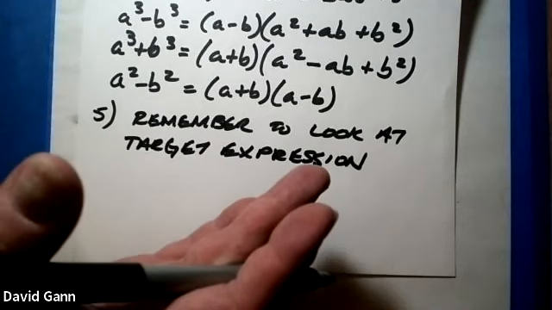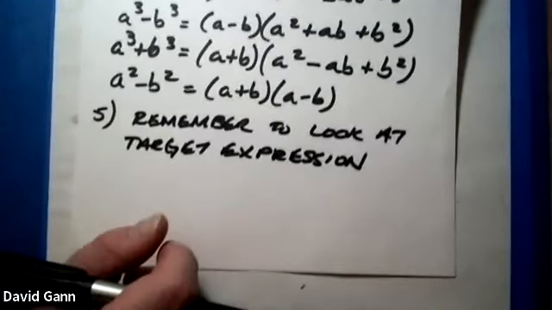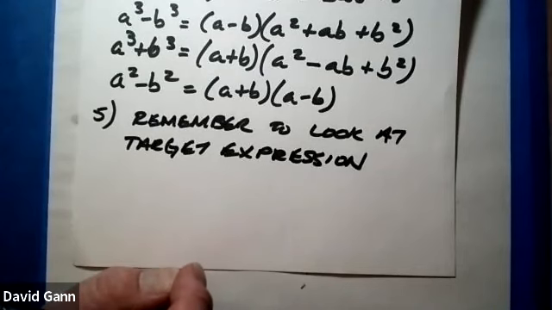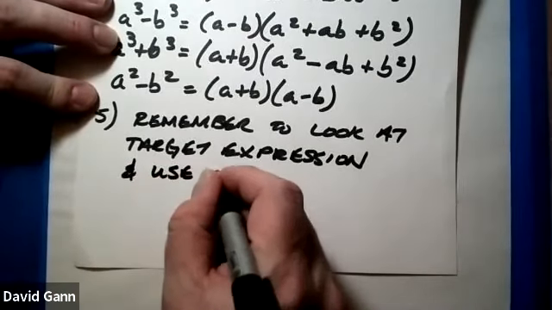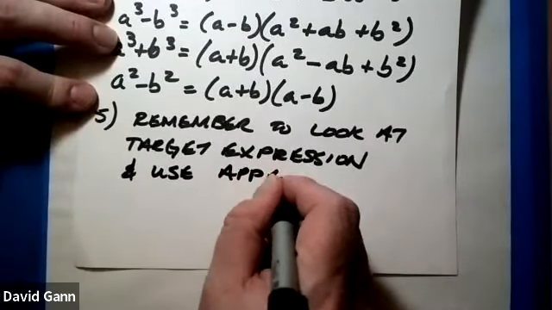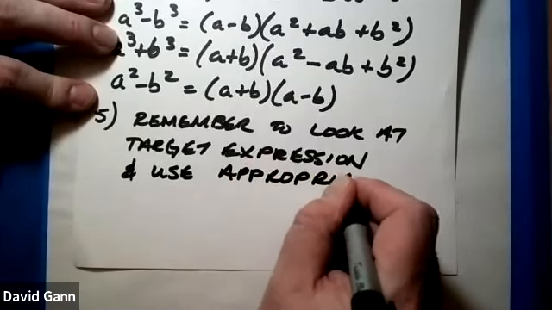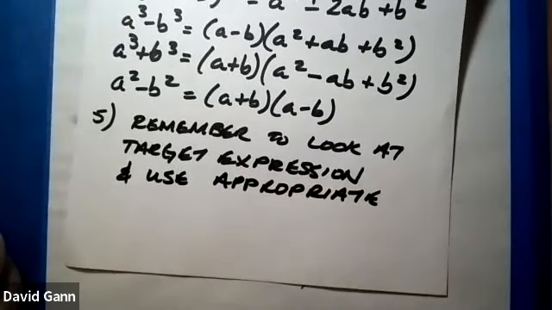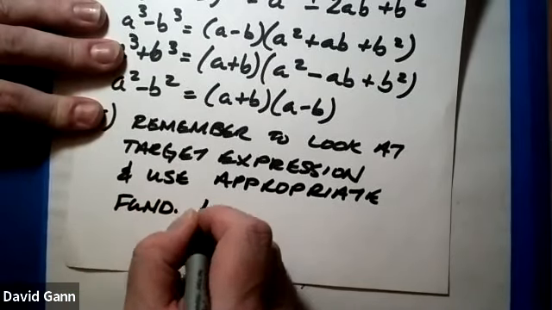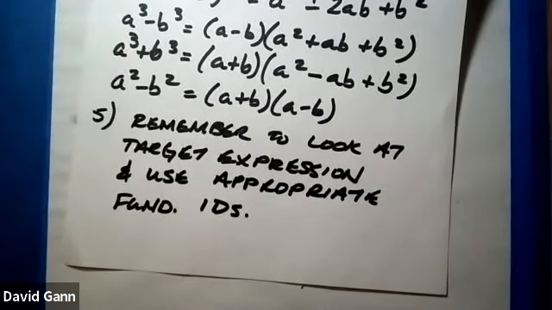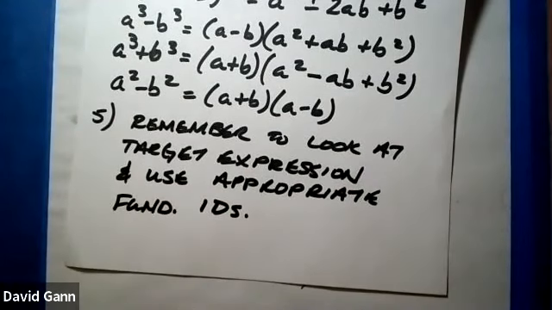And I can't really say it much more simplistically than that. Just remember to look at the target expression, and maybe I could say, and use appropriate fundamental identities. When I say appropriate, I mean things that have what you're looking for. Okay, I'll hold that there for just a second. Moving on to the next set here.